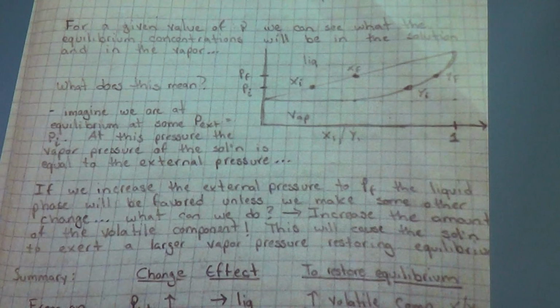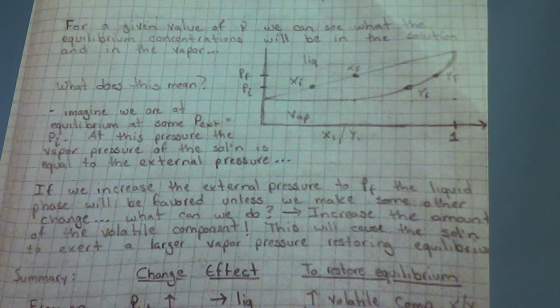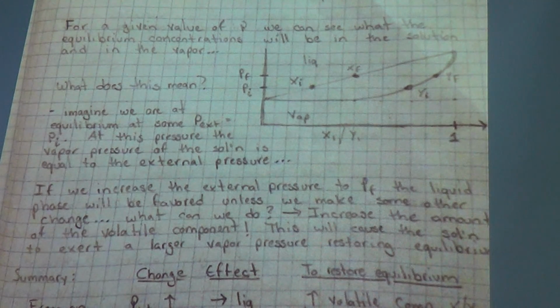So a change in pressure is going to push us away from equilibrium unless we make some other change at the same time. And so holding temperature constant, the only variable that's left to change is the mole fraction. And so if we change the pressure and move ourselves away from equilibrium, we can change the mole fraction and push ourselves back to equilibrium.